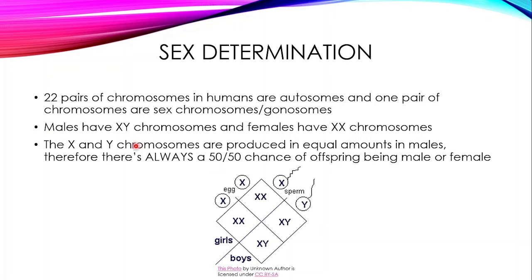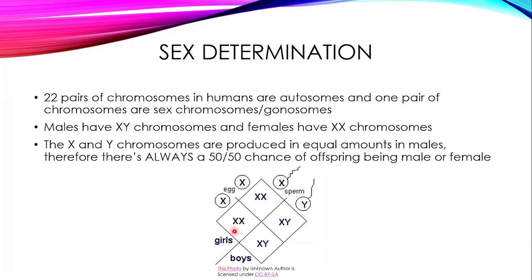Because in males, the X and the Y chromosomes, so sperm either have an X or Y chromosome, and the sperm with X chromosomes are equal in amounts to the sperm with Y chromosomes. So there's always a 50-50 chance because women only have X chromosomes. So if fertilization takes place, and you can see it in this Punnett square, there's an X and an X and an X and a Y.